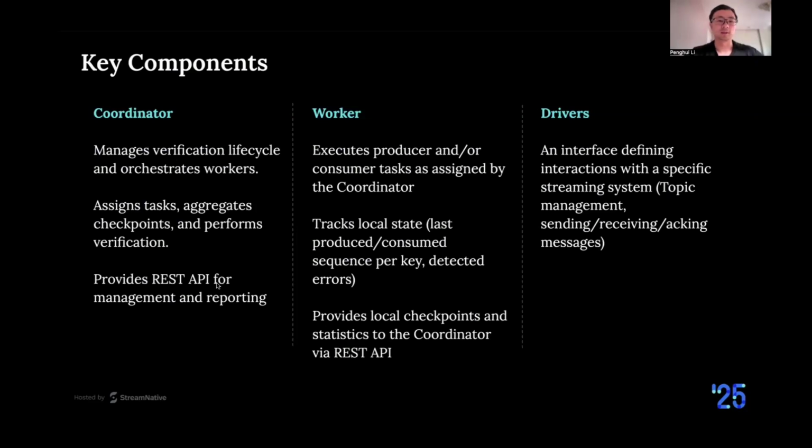And the workers are just to execute the producer and consumer tests, which are assigned by the coordinator, and it will also track the local states, for example, for the message sent by a producer or the message received by a consumer. And it will also record or detect the errors if there are any unexpected errors. It will record them to the local state, and then the coordinator can get the state by the checkpoint mechanism. And it will also provide local checkpoint statistics to the coordinator. So it's also by REST API.